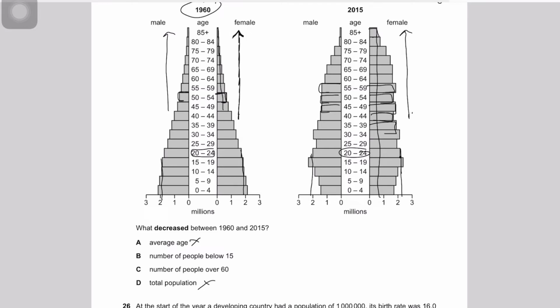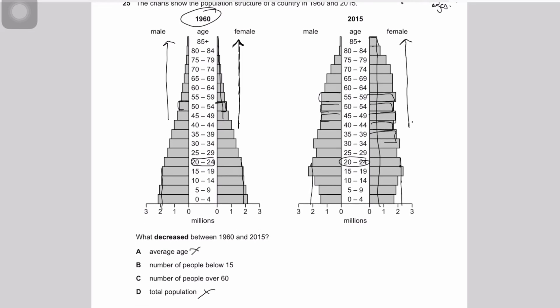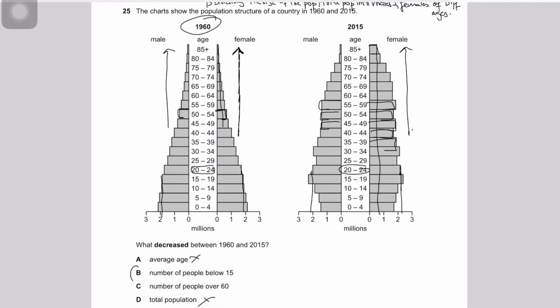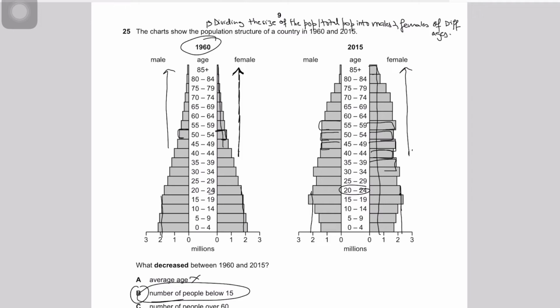But what decreased between 1960 and 2015? The correct answer to question number 25 is B, because the number of people below 15 is definitely falling in this bracket. If you look at the size of these boxes and compare it with the size of these boxes, definitely the number of people below 15 has decreased.